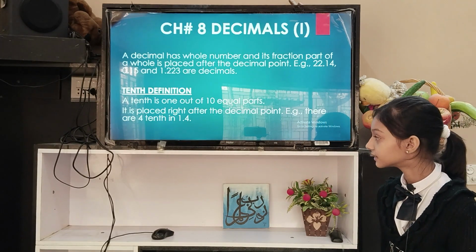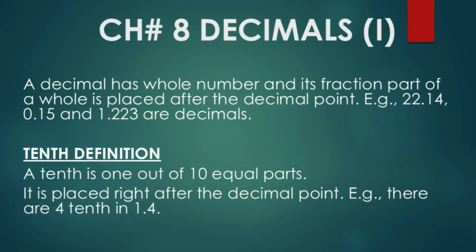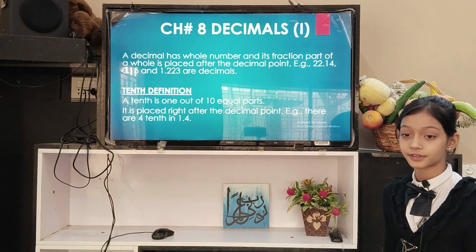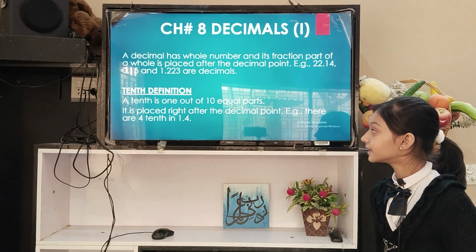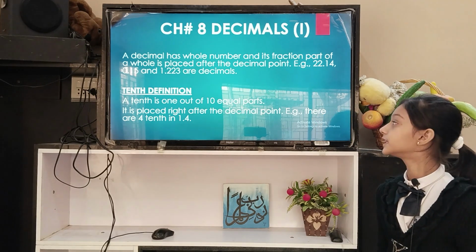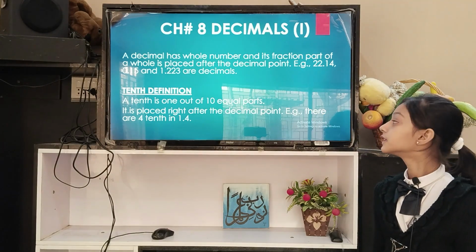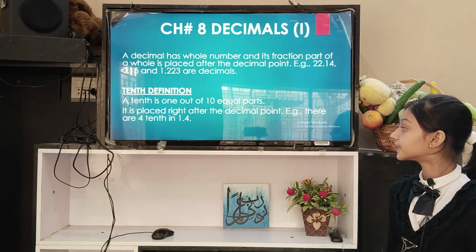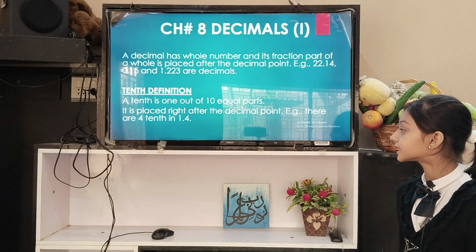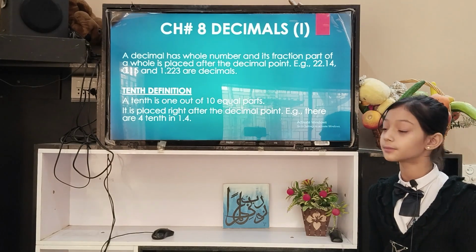Chapter number 8, decimals. A decimal has a whole number and its fraction part of a whole is placed after the decimal point. For example, 22.14, 0.15 and 1.223 are decimals. Tenth definition: a tenth is 1 out of 10 equal parts. It is placed right after the decimal point. For example, there are 4 tenths in 1.4.